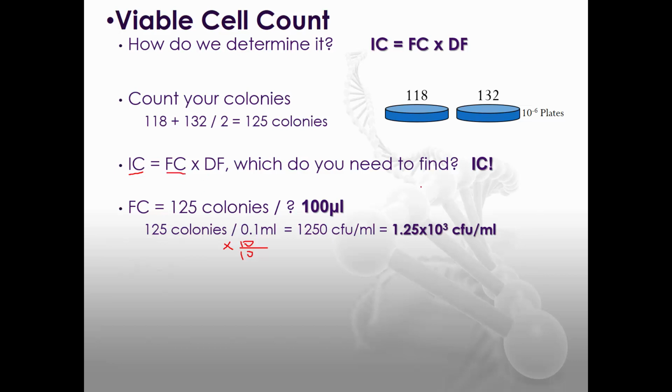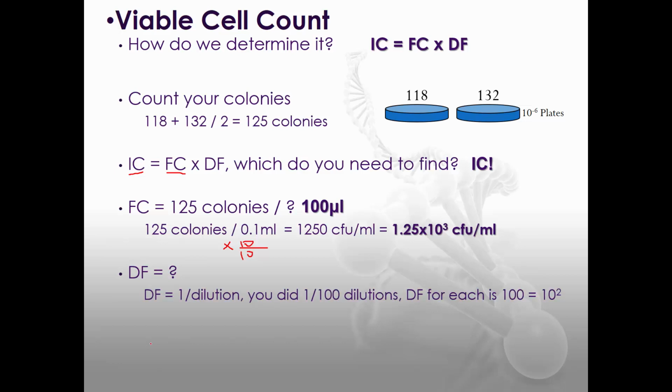We need our dilution factor. So how do we get that? Well, the dilution factor is 1 over the dilution. We know we did 1 to 100 dilutions. So for each of our 1 to 100 dilutions, the dilution factor is 1 over that. So 1 over 1 to 100 is 100, so 10 to the 2. The overall dilution factor is all of the dilutions multiplied together. So 10 to the 2 times 10 to the 2 times 10 to the 2. Remember, when you multiply numbers that have exponents, you add them together. So 10 to the 6th.